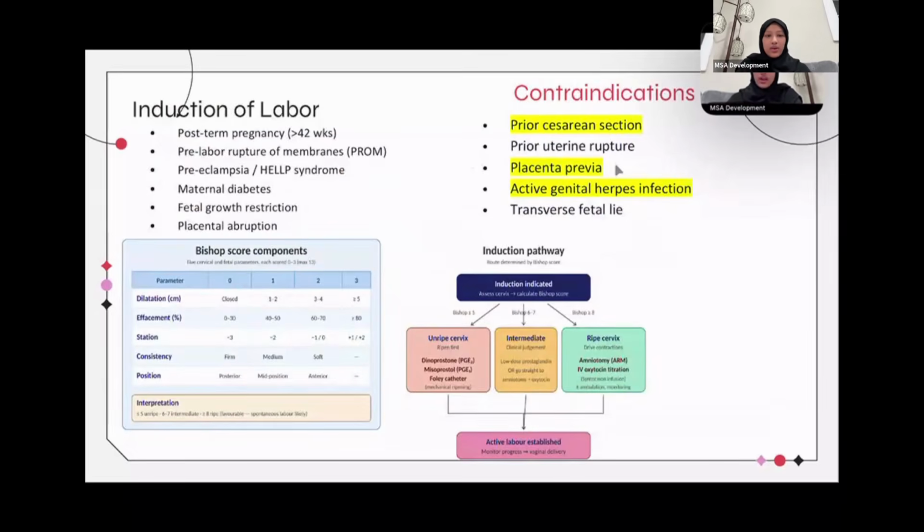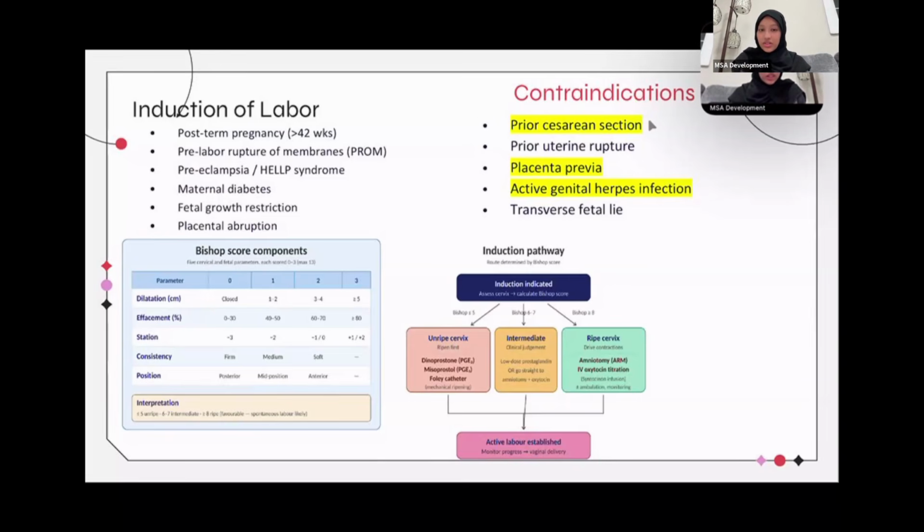Okay? Now, induction of labor, what are the indications? You have post-term pregnancy, which is more than 42 weeks of gestation, preterm labor, preeclampsia, HELLP syndrome. So anything that is causing damage, or preterm labor, diabetes, growth restriction, abruption, you can induce labor.